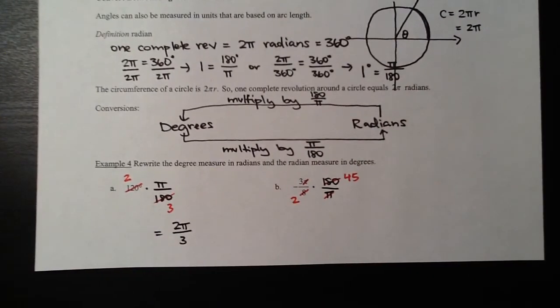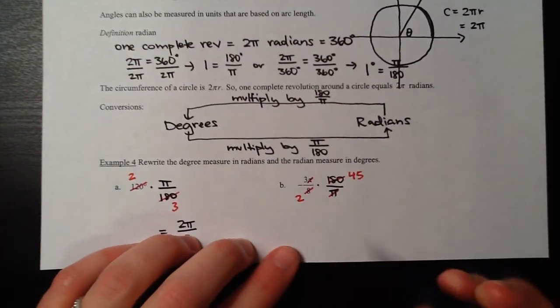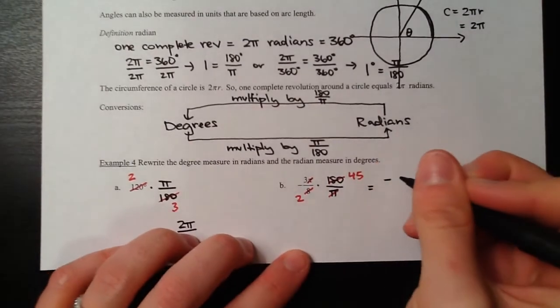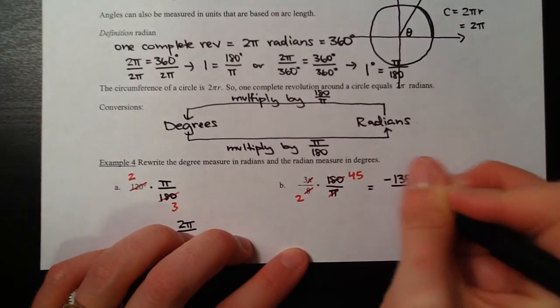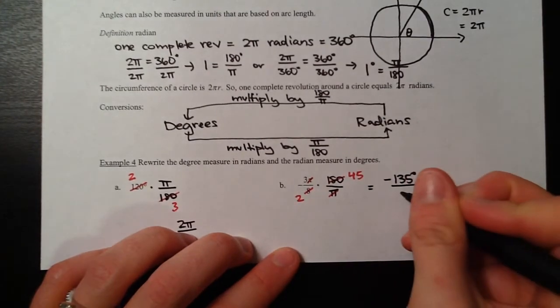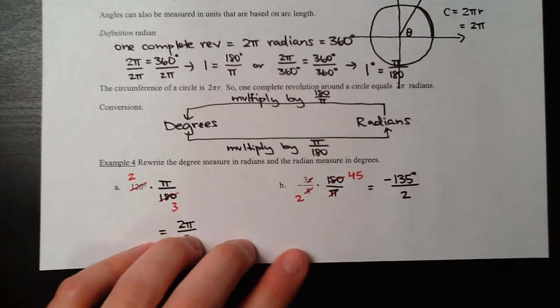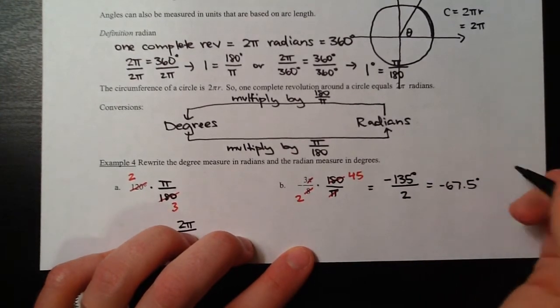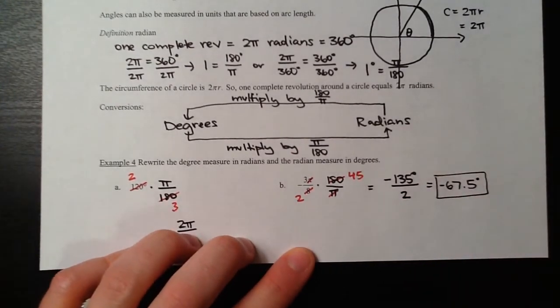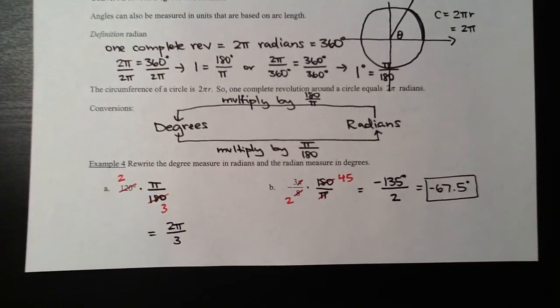Okay, so let's multiply out here. So negative 3 times 45, that is negative 135 degrees. And then all I had left in the denominator was 2. So negative 135 divided by 2 is negative 65.5 degrees. So that is going backward, remember, measuring in a clockwise direction rather than a counterclockwise direction.